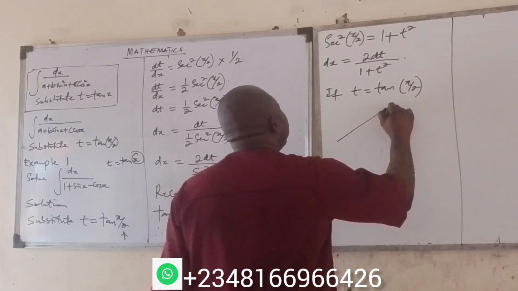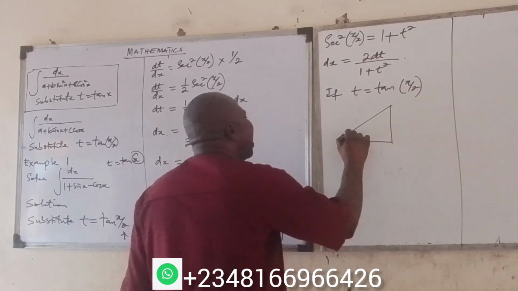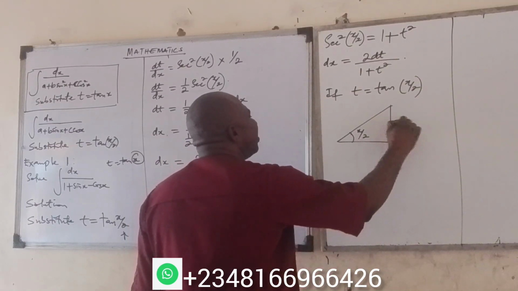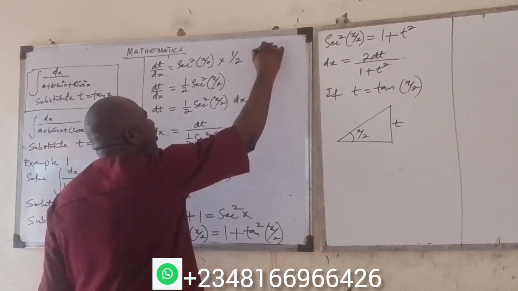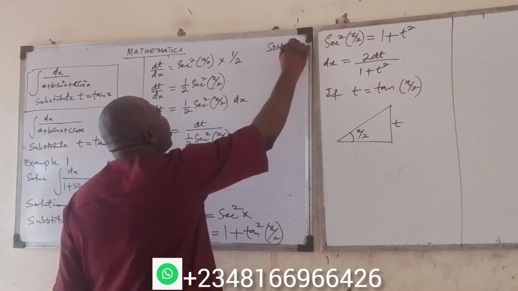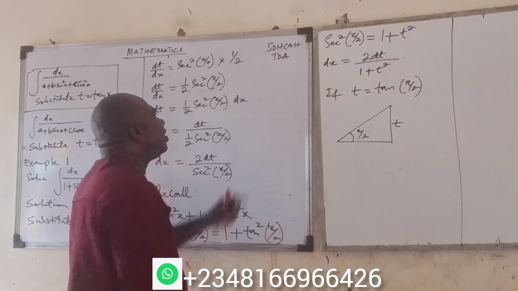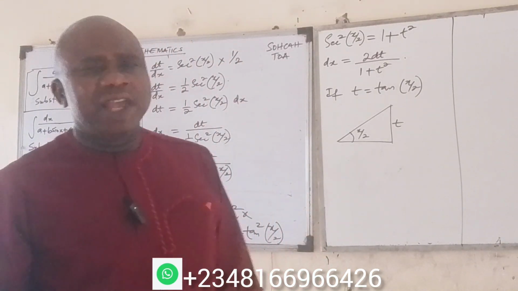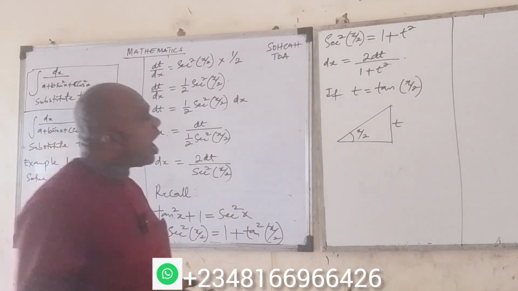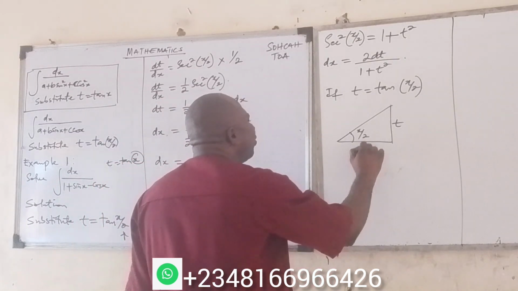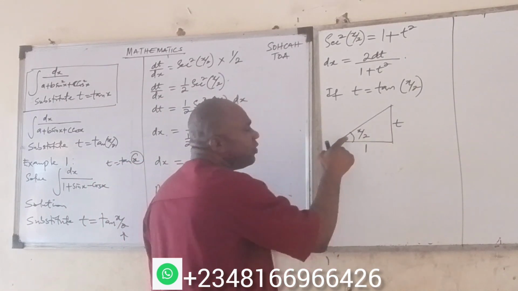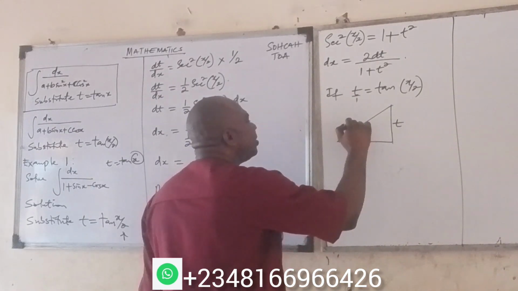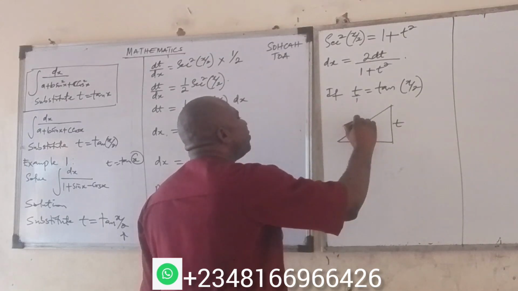Now let's bring out our right angle triangle. The given angle there is x over 2, and we have it as t. Now let's recall, sine is opposite over hypotenuse, cos is adjacent over hypotenuse, and tan is opposite over adjacent. So here we have t over 1. Opposite is the side that is facing the given angle. We have t over 1 because this t is the same as t over 1. Now let's call the hypotenuse side z.